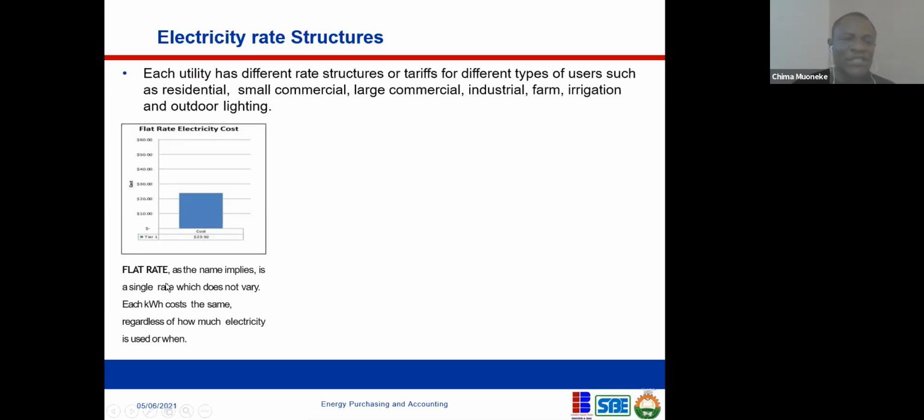So some people use this flat rate, which is what we use in Nigeria. Flat rate, as the name implies, is a single rate which does not vary. Each kilowatt hour costs the same, regardless of how much electricity is used or when you use it. So this is what we use in Nigeria. It's just a flat rate. In your houses, in your residential apartment, it is a flat rate.